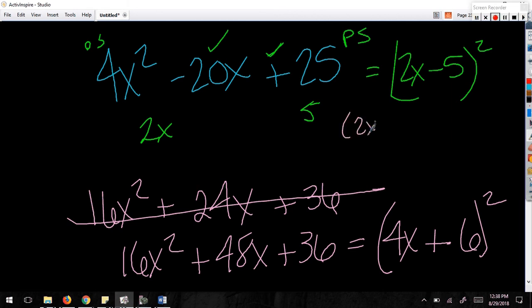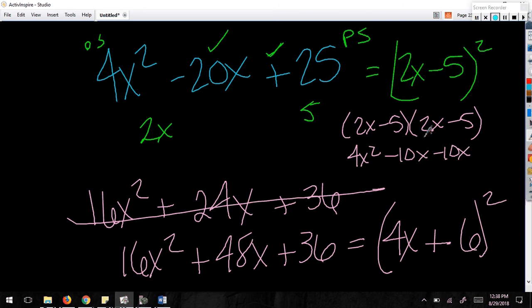Because that's what 2x minus 5 squared means. If you FOILed this out, you'd have 4x squared minus 10x minus 10x. Negative times a negative is a positive. Combine like terms, you come back to the same thing. It pops back out when you multiply it out.